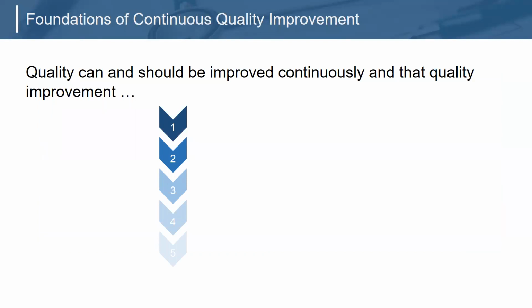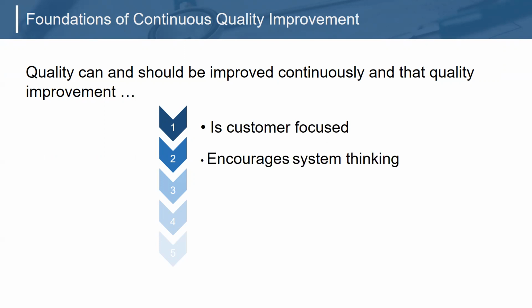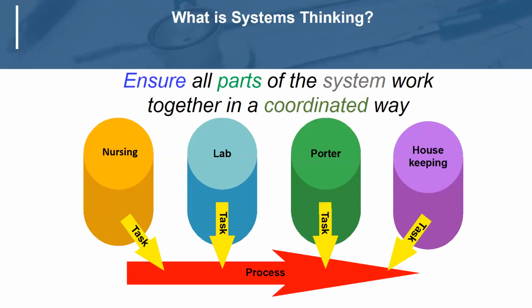So what is continuous quality improvement? Well, we know it's patient and family centered. It encourages thinking about the entire system. By that we mean, view the system from all the different perspectives, include all the people that affect the process or touch the patient. These are called your stakeholders. Maybe even consider including the patient in your project.